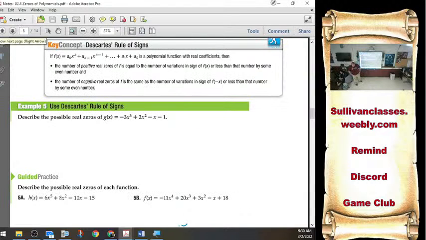The last thing that we do to narrow down our options is Descartes' rule of signs. Again, we aren't going to use any of these practically, okay?